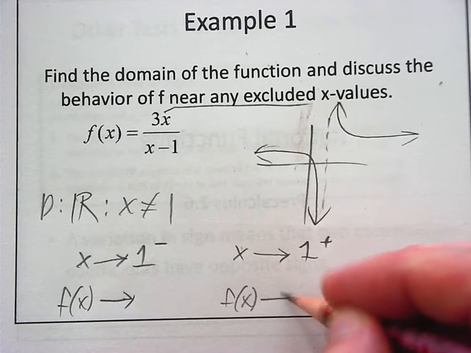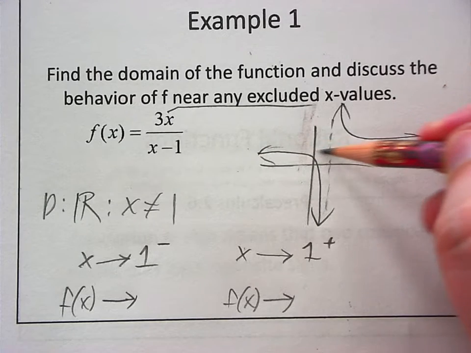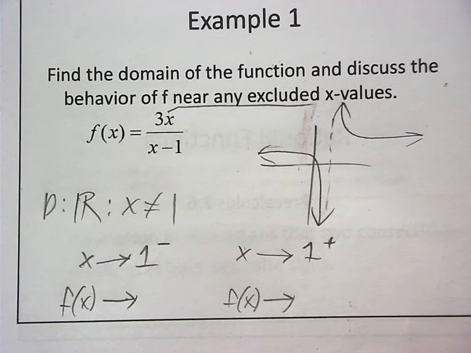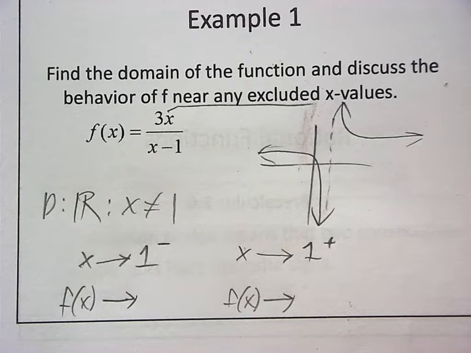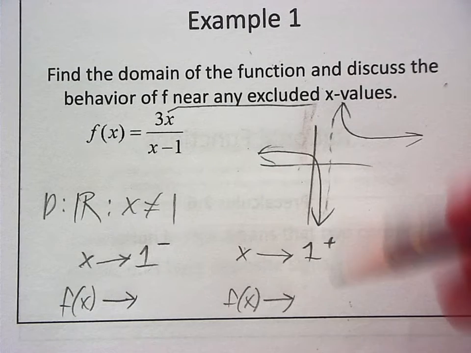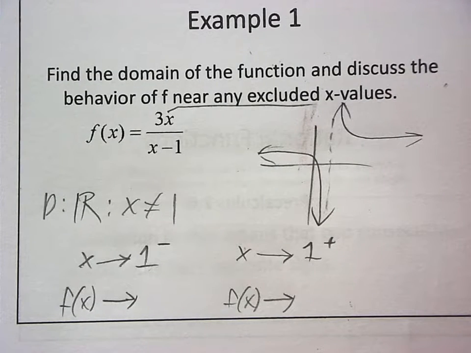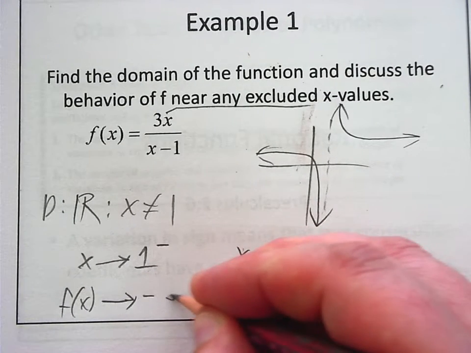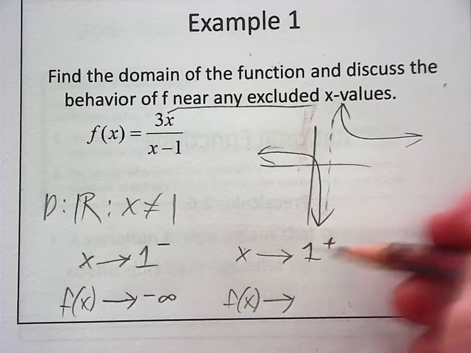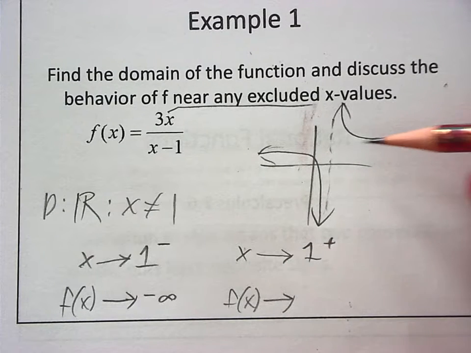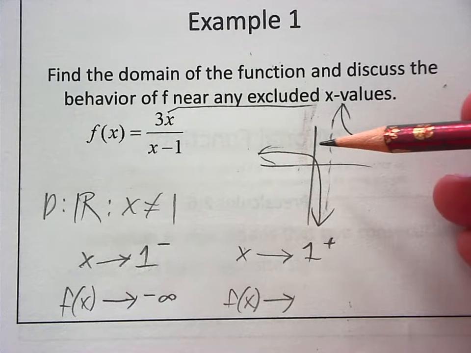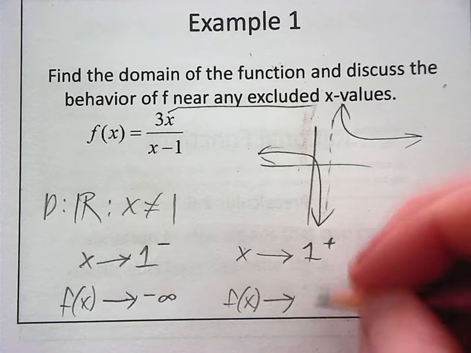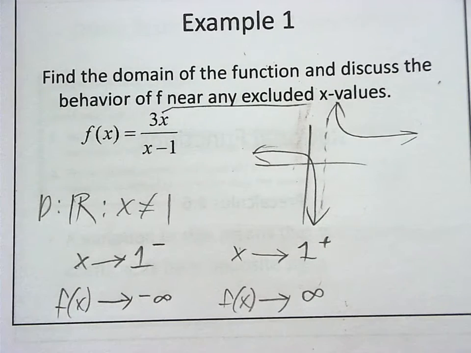Well, as I come in from the left, so come in this way, what happens to the y value? No, it decreases. What's it actually go towards? What value does it go towards? Negative infinity. So as I approach 1 from the right, what happens to this one? Goes to positive infinity, yep. So that's what they're looking for when they're asking about what's its behavior near those values.